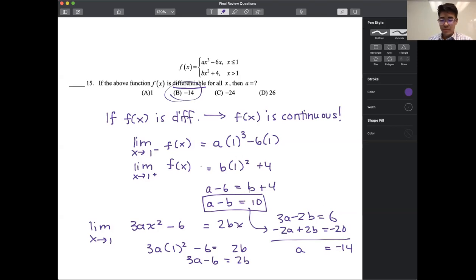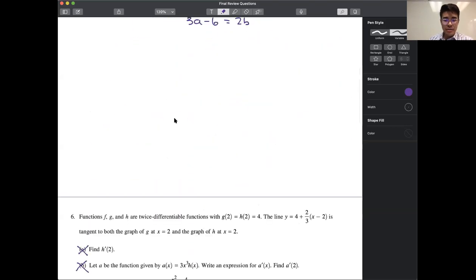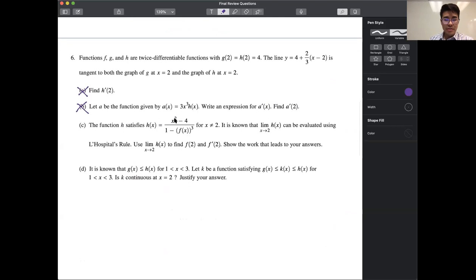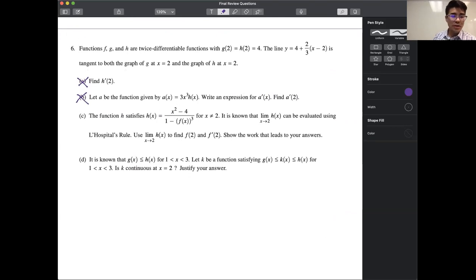Cool. And finally, one more question, and then you're all free to do whatever you want to do. Part C. This is actually from the AP exam, and it's asking you to use the limit definition to figure out what f of 2 is and what f prime of 2 is.